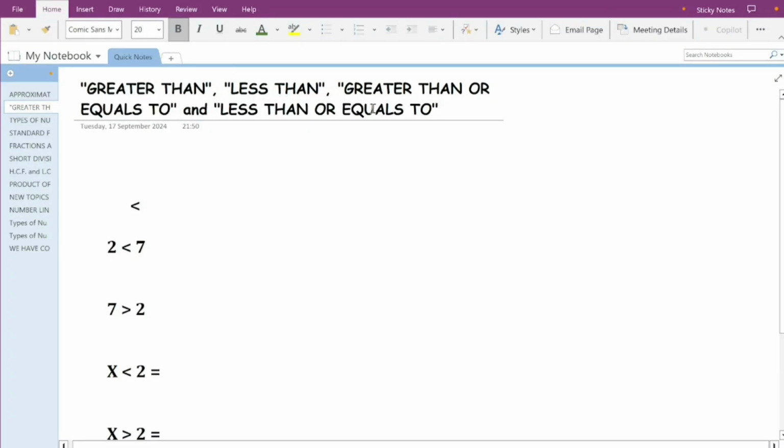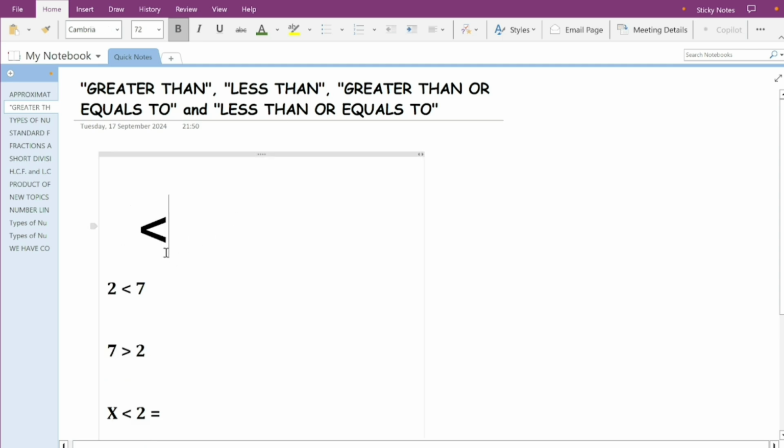Greater than, less than, greater than or equals to, and less than or equals to. Let's start with greater than or less than. This is our greater than or less than sign, and once you understand this, you won't have a problem with greater than, less than, or greater than equals to, or less than equals to.